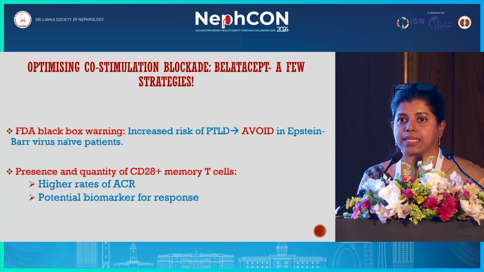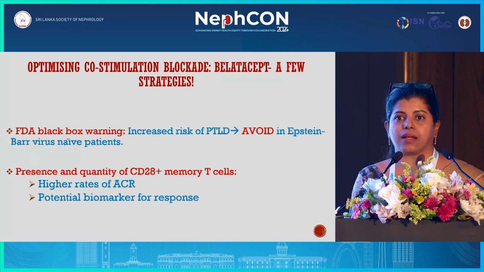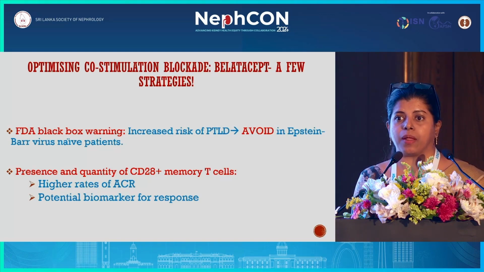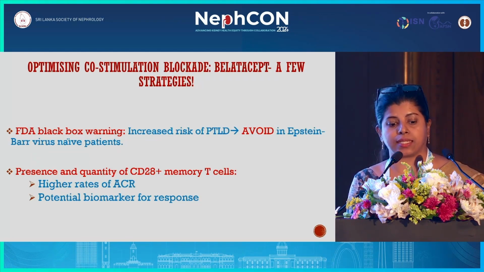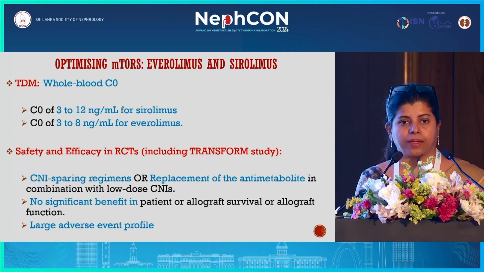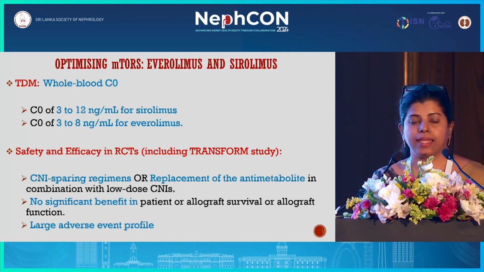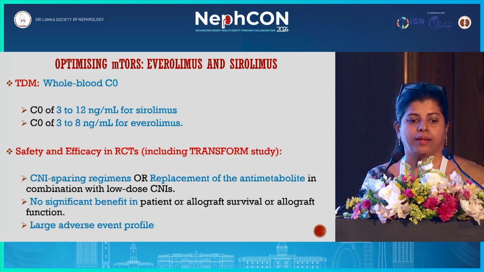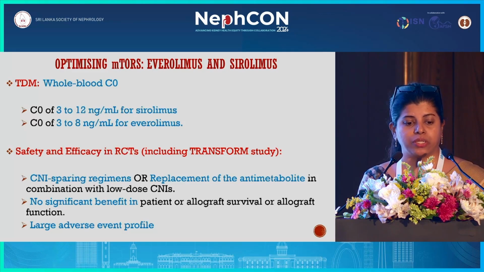I did say that belatacept causes increased risk of acute cellular rejection, and this is found in individuals who have the presence of CD28 positive memory T cells. So perhaps the presence and quantity of CD28 positive memory T cells could be a potential biomarker for response to belatacept. Coming to mTORs, which are everolimus and sirolimus, again like CNI, it's a whole blood trough level which is useful for monitoring the therapeutic concentrations.